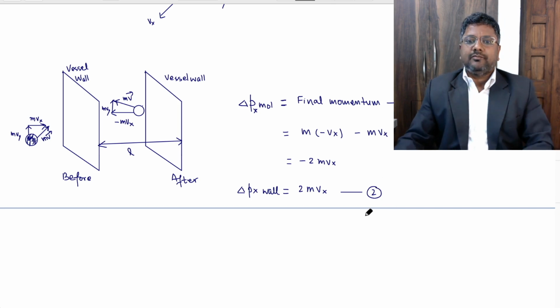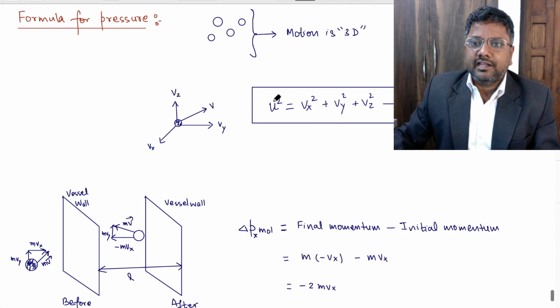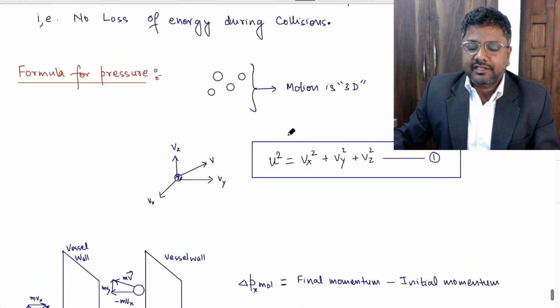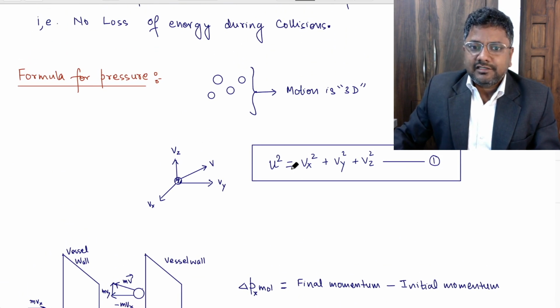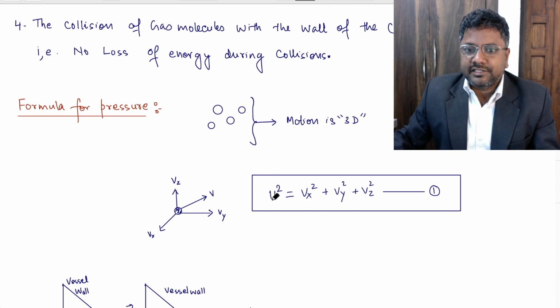So now we have two equations. The first equation is regarding the velocity and speed, right? So see, this is the square of this speed. Why have we done this square? To make this scalar, right? So this is the square of this speed.